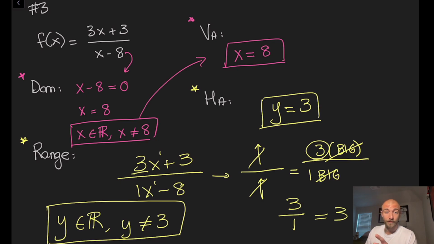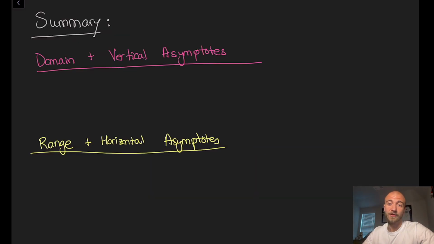That ratio of the coefficients, when the x powers are the same, gives us the horizontal asymptote, and that also gives us the range for y. Notice how they go hand in hand. It's nice, huh? To summarize, how do we approach these kinds of problems moving forward?